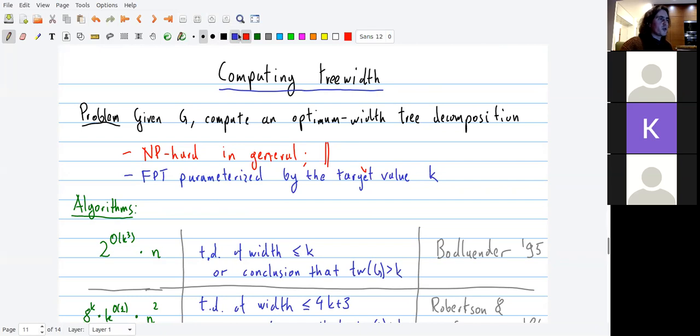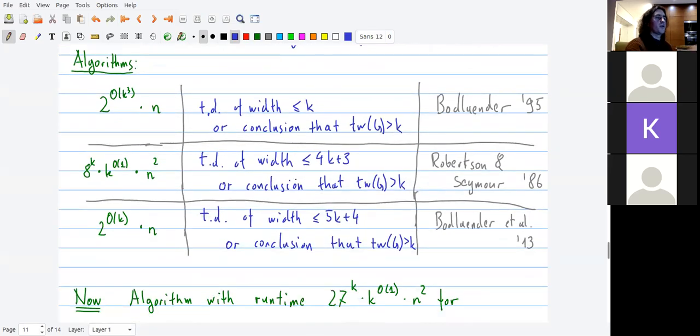The problem of computing the optimum tree decomposition of a graph is NP-hard in general. However, observe that what we are actually interested in is that when we get the decomposition, we want to run some dynamic programming algorithm on it. And this dynamic programming will typically take time that is exponential in the value of the treewidth. So we can afford to have an FPT running time, parameterized by the target value, in the algorithm computing a decomposition. And if you allow this, there are algorithms that do this. Here are three of them that I would consider the most important.